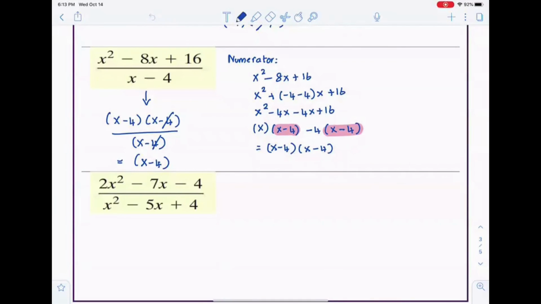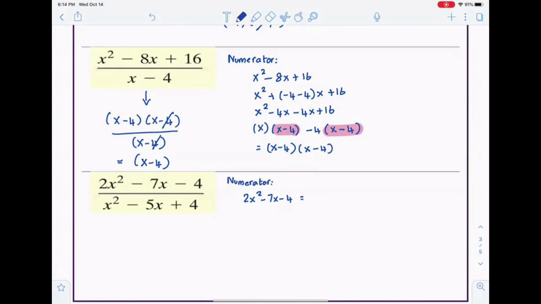So what we have in the numerator is 2x squared minus 7x minus 4. And in the denominator, we have x squared minus 5x plus 4. The first step is to factor. I'll do them separately. So the numerator first. So we want to factor the numerator.